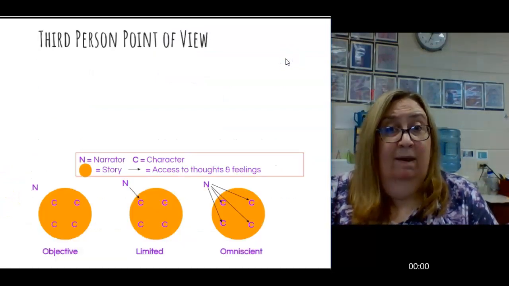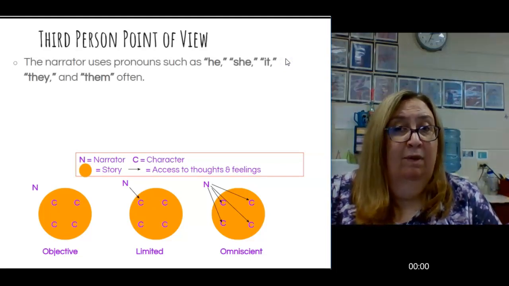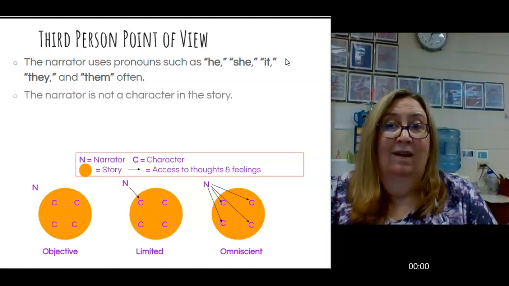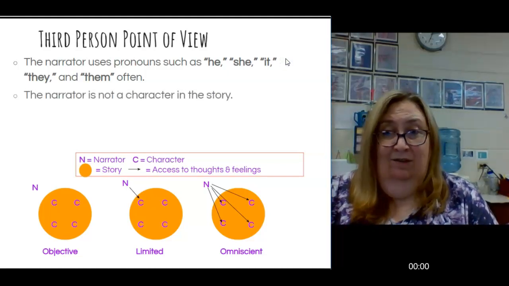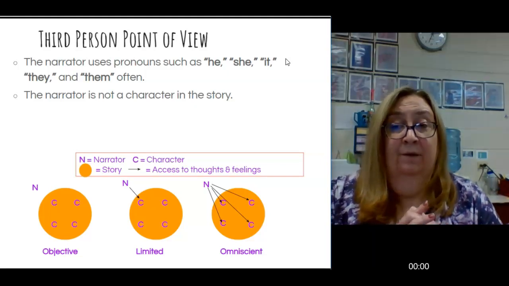We also talked about third person point of view, which is when the narrator uses pronouns such as he, she, it, they, and them. The narrator's not a character in the story. You can see from our diagrams down below. The characters in the story are in the story, which is the yellow circle there.